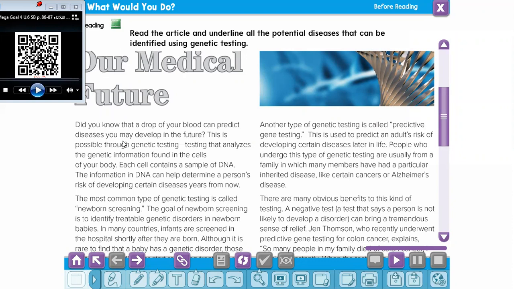May develop pain, develop in covered. Develop. Develop in future.